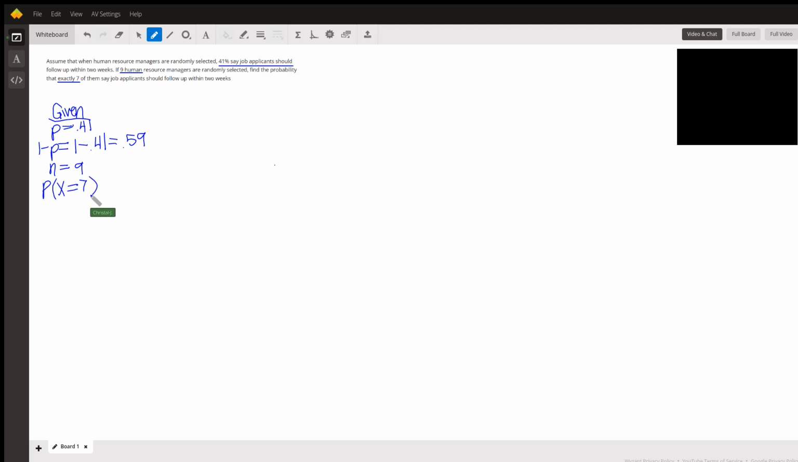Binomial problems look like this. The probability of X equals N given X, times the probability of success, P to the X, times the probability of 1 minus P to the N minus X. Also something to note, N given X equals this combination, X and then N minus X.